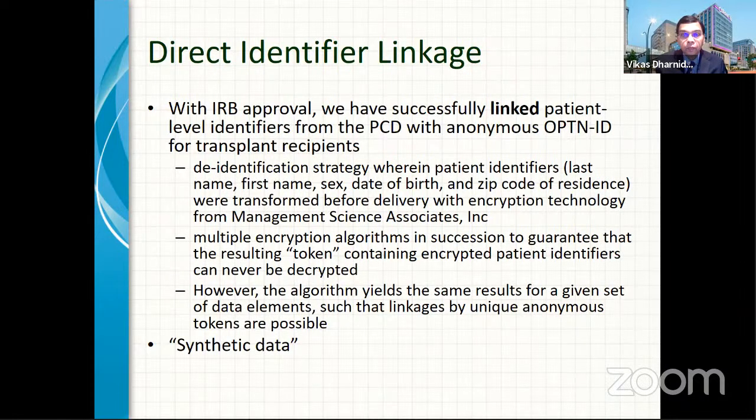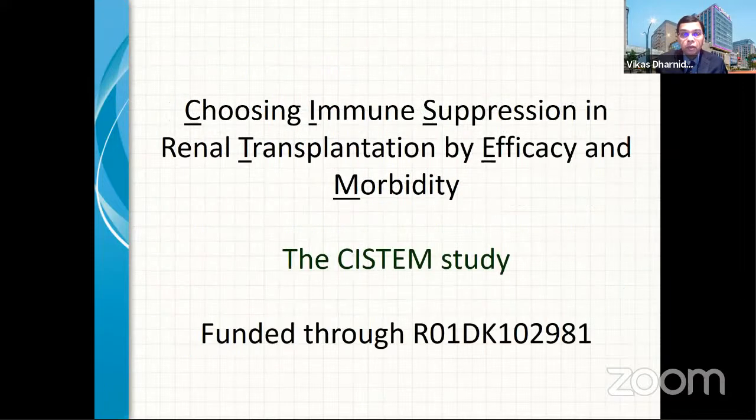So that we would be able to do whatever research we wanted to do, but we could not decrypt the data. And the algorithm would yield the same results over the totality of the population. So this was the study called Choosing Immunosuppression in Renal Transplant by Efficacy and Morbidity, the CIRTEM study. And we had this grant through the NIH for a purpose.